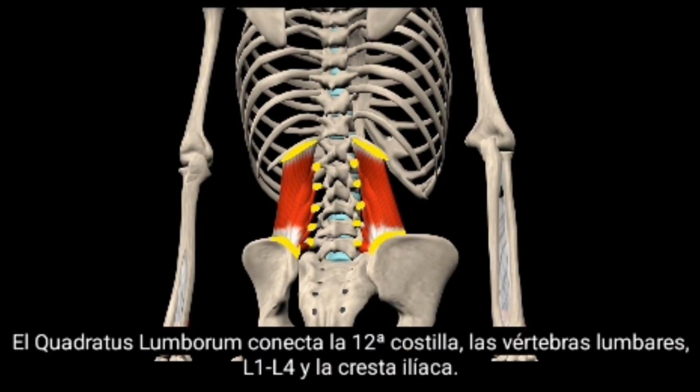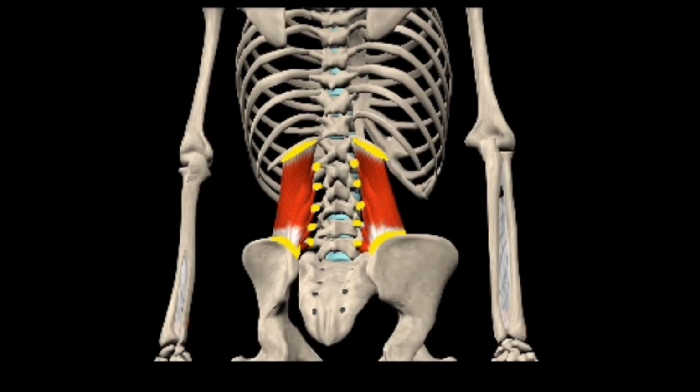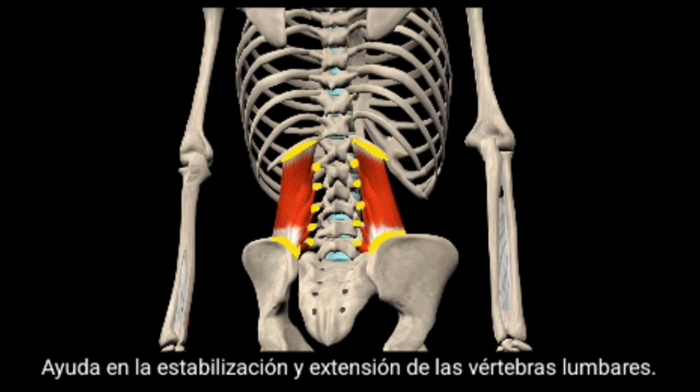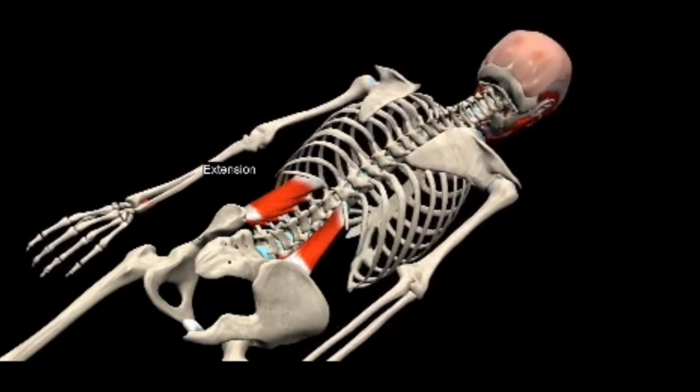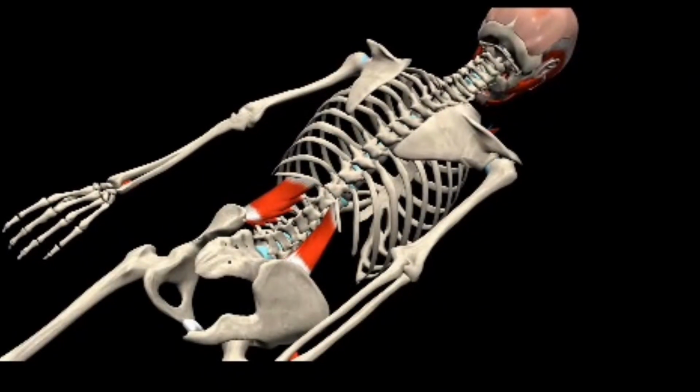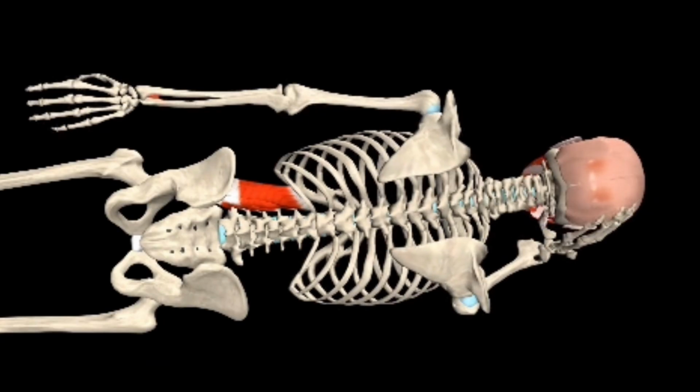The quadratus lumborum connects the 12th rib, the lower back vertebrae, L1 through L4, and the iliac crest. It helps in stabilization and extension of the lumbar vertebrae. And when one side works, it also performs side flexion.